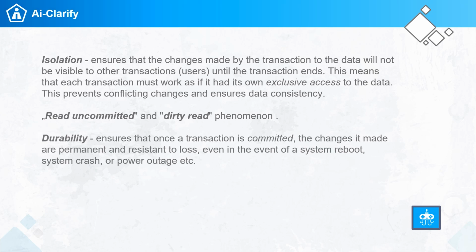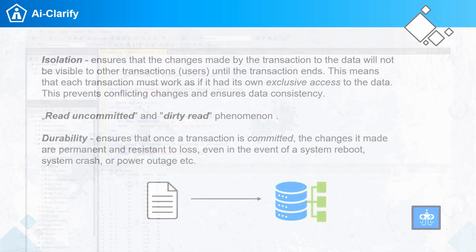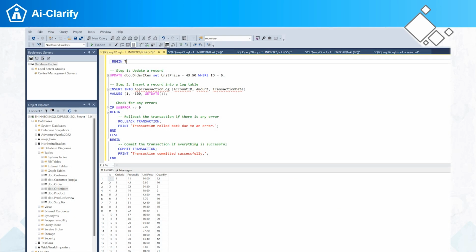The durability property ensures that once a transaction is successfully committed, the changes it made are permanent and resistant to loss, even in the event of a system reboot, crash or power outage. This is achieved by writing changes to permanently stored media, for example disks, cloud or other media, to ensure that the data remains available even in the event of unexpected system failures. Durability means that the data is secure and permanent after the transaction is confirmed and completed.